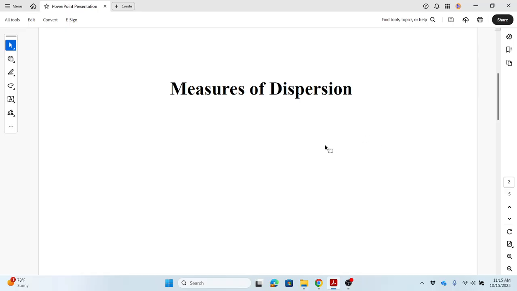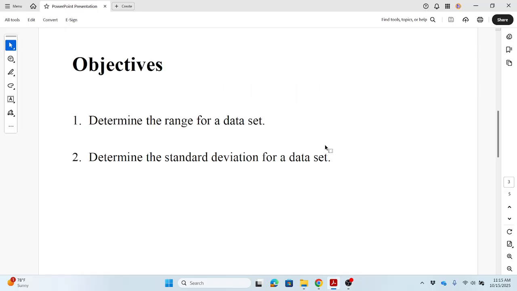Measures of dispersion. In this section, we're going to measure how the data set is dispersed from its center data. There are different ways to do it, but we're going to just focus on two different ways. One is finding the range, which is the difference between the highest and the lowest values in the data set. And another one is determining the standard deviation from the center, or from the mean.